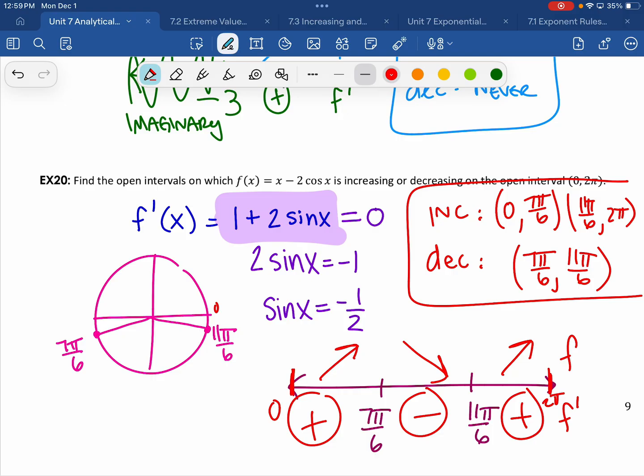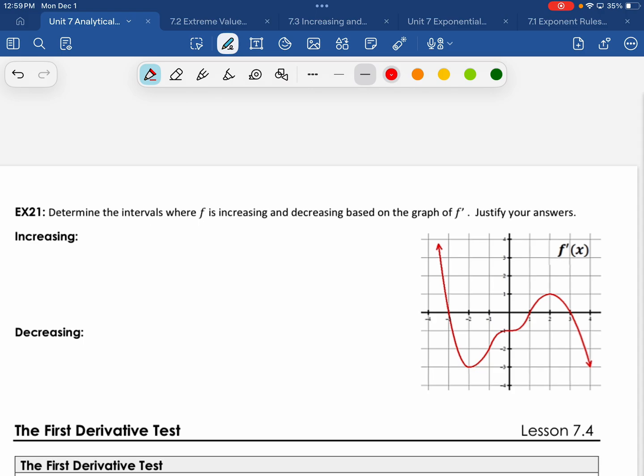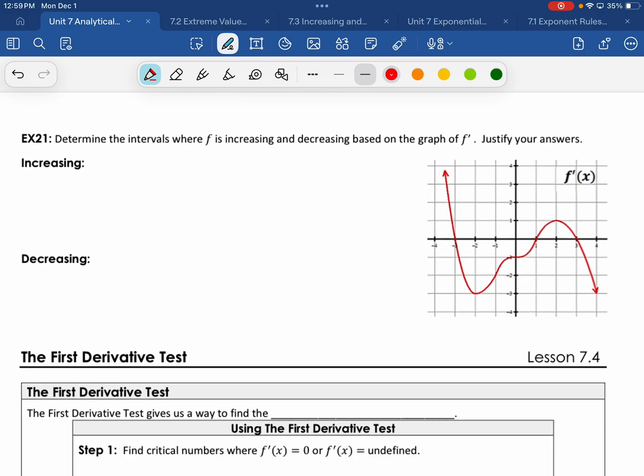All right, so I think we hit a square root, we hit a trig, we hit a regular polynomial, and we're going to hit a graph. Determine the intervals where f is increasing and decreasing based on the graph of f prime. Justify your answers. So this is f prime. This is not f. One of your answer choices will probably say it's decreasing from negative infinity to negative 2, which would be wrong because this is f prime, and I want to know when f is increasing and decreasing. Does that make sense?